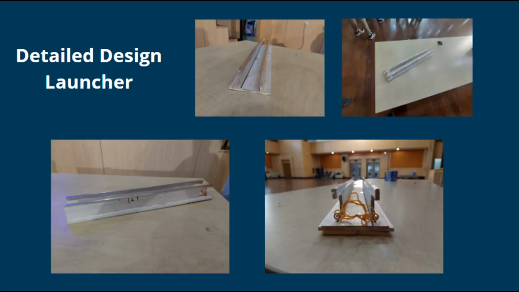This is the detailed design of the launcher. It has track to guide launch direction. It has length of 500 mm. It uses 6 rubber bands. The rubber band is tied to the front of the launcher. The launch angle of the launcher can be adjusted. The launcher fulfilled our DRO. This is the picture of our launcher from different perspectives.